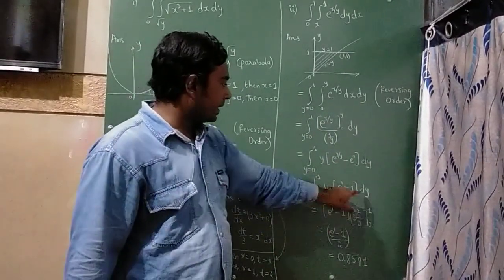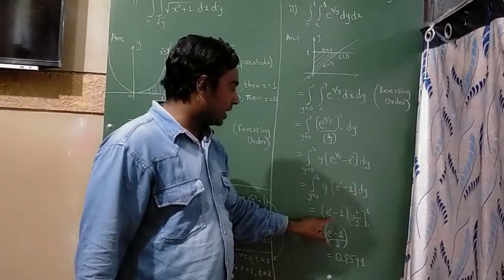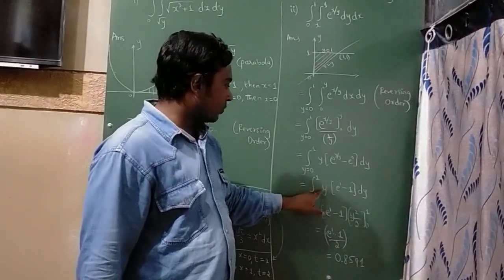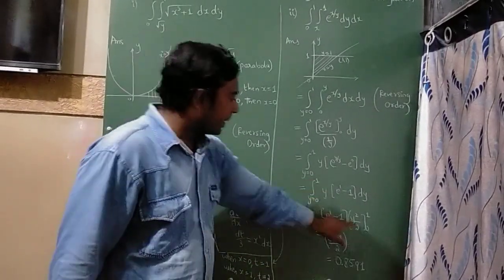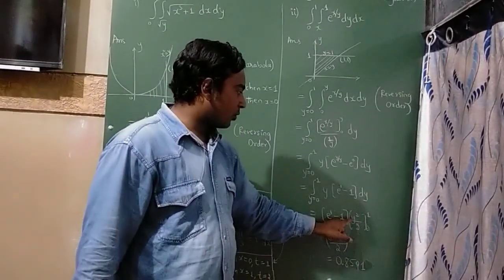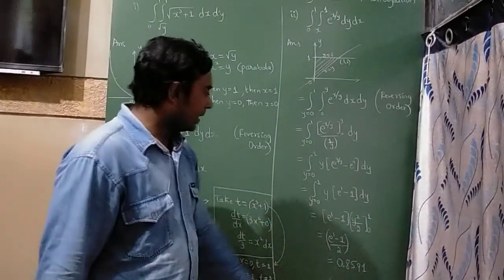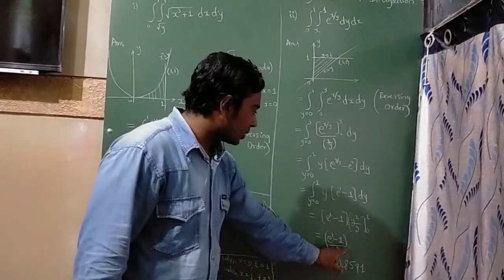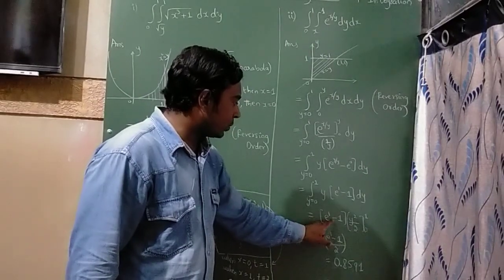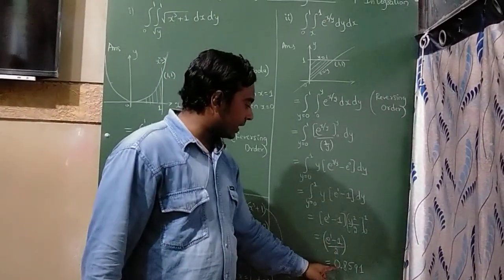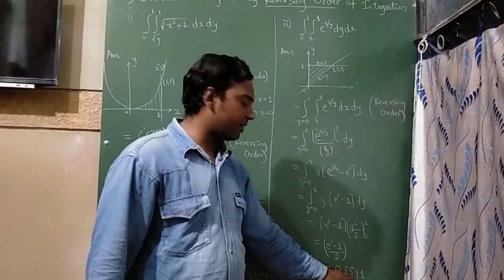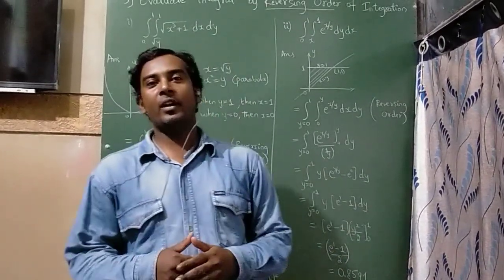Now I am going to integrate with respect to y. This whole term will become constant. The integration of y will become y square by 2, so the range is from 0 to 1. In place of y, I am going to write 1, so this will become 1 by 2. So e raised to 1 minus 1, you can calculate in the calculator. You will get the final answer as 0.8591. I hope you have understood this sum.